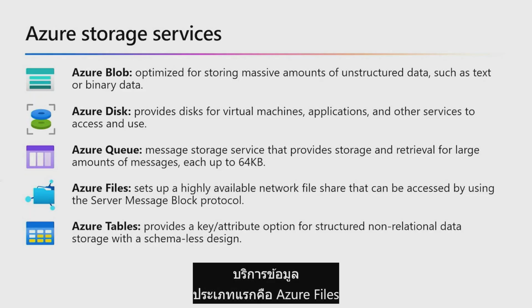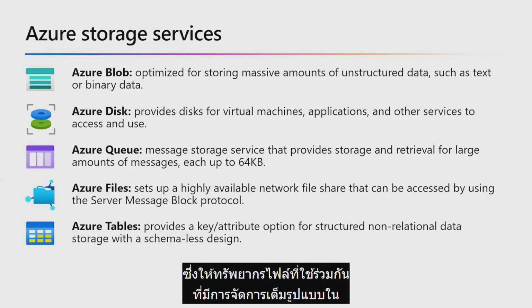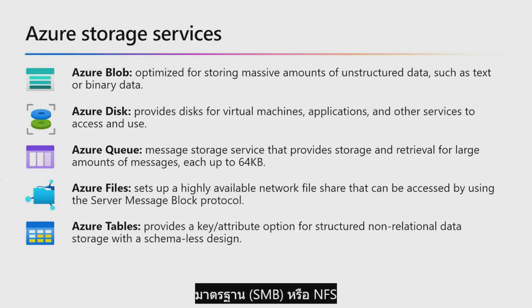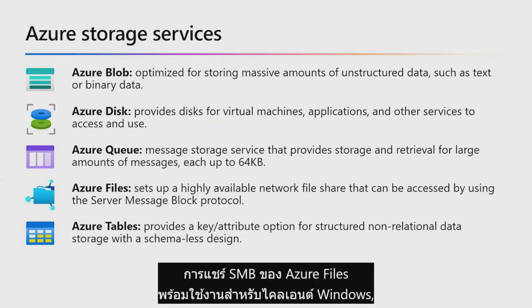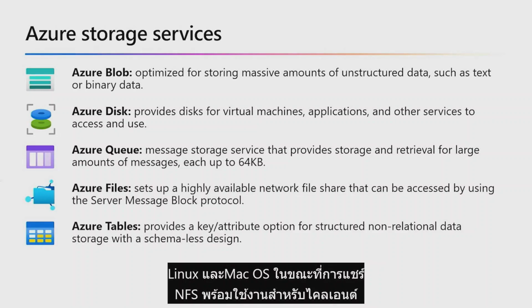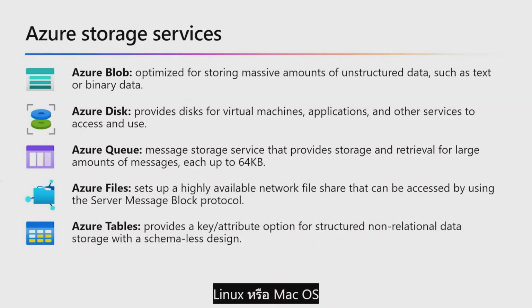The fourth type of data service is Azure Files, which provides fully managed shared file resources in the cloud accessible via standard industry SMB or NFS protocols. Azure Files can be simultaneously connected to cloud and on-premises deployments. SMB shares of Azure Files are available for Windows, Linux, and Mac OS clients, while NFS shares are available for Linux or Mac OS clients.